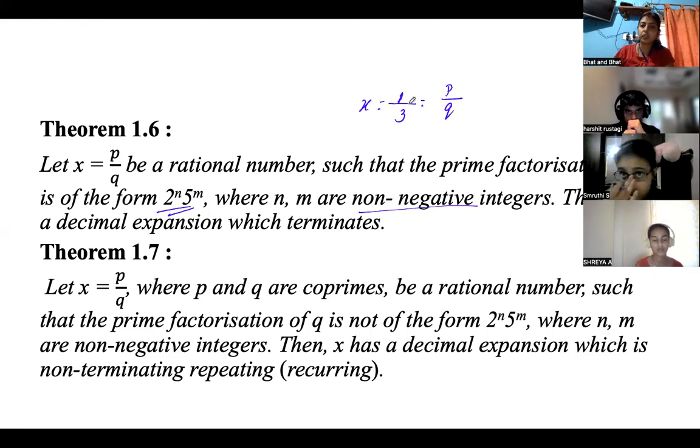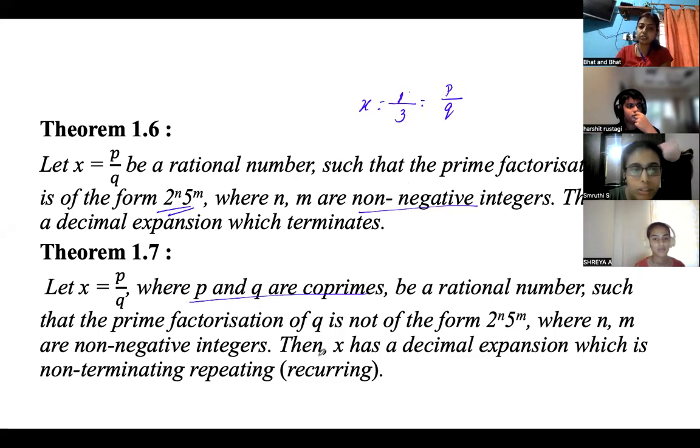So now 1 by 3 is in the form of p by q, where the condition says p and q are co-primes. 1 and 3, are they co-primes? Co-prime means they should not have any common factor other than 1. Yes, they are co-primes. 1 and 3 are co-primes. Correct.